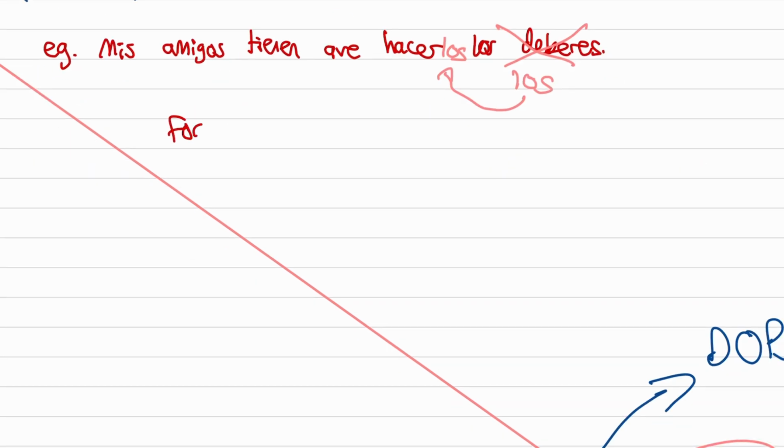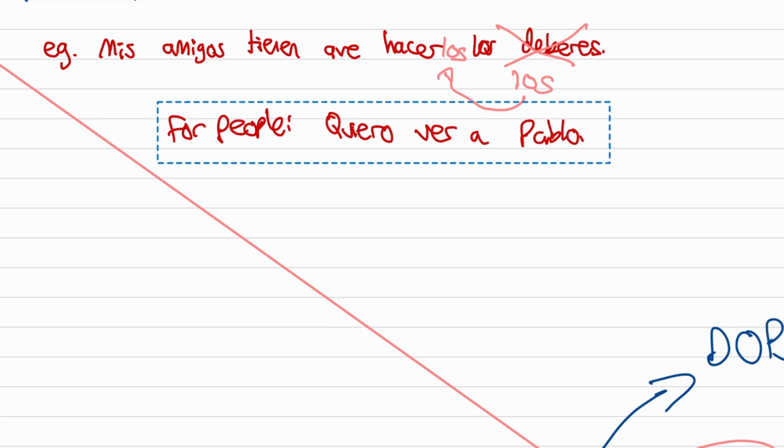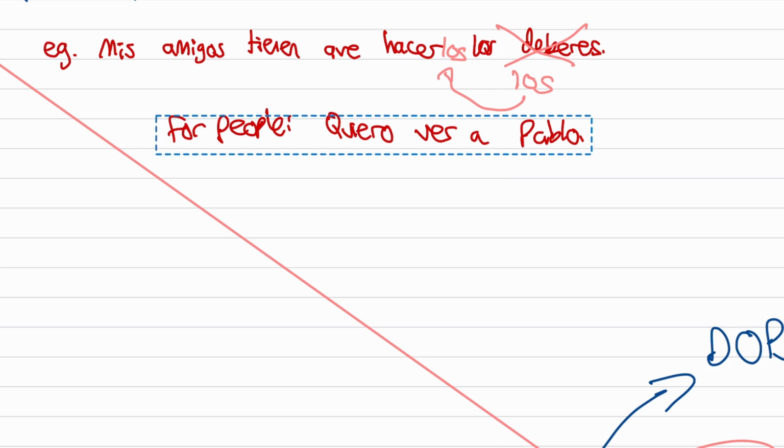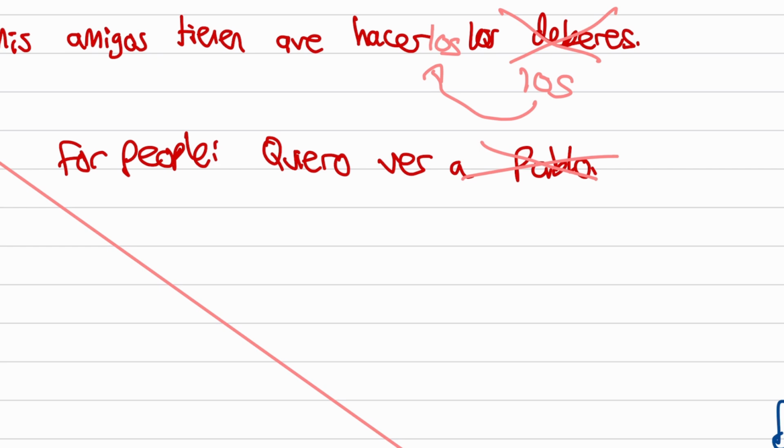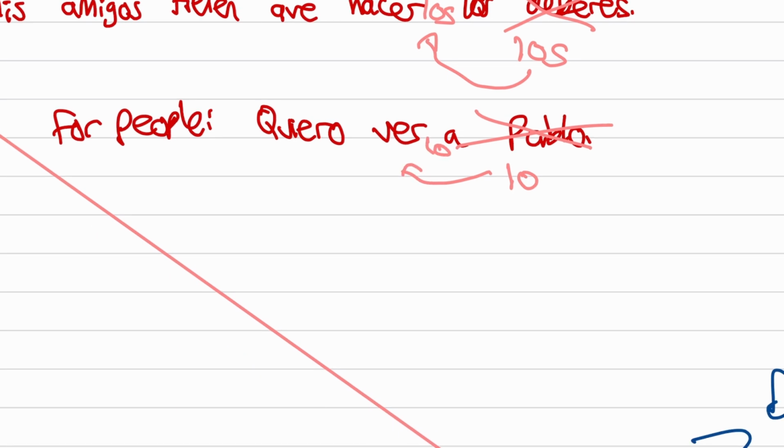Now, this works similarly for the case of people. So, for people, we can say as an example, quiero ver a, and then just the name of someone, Pablo, let's say. So, I want to see Pablo. Same thing here. Let's get rid of the a Pablo. The noun of the sentence is Pablo, the object. Let's get rid of that, and we can say lo because it's masculine singular. Same as always, the lo can go here after the ver, so we can say quiero verlo.